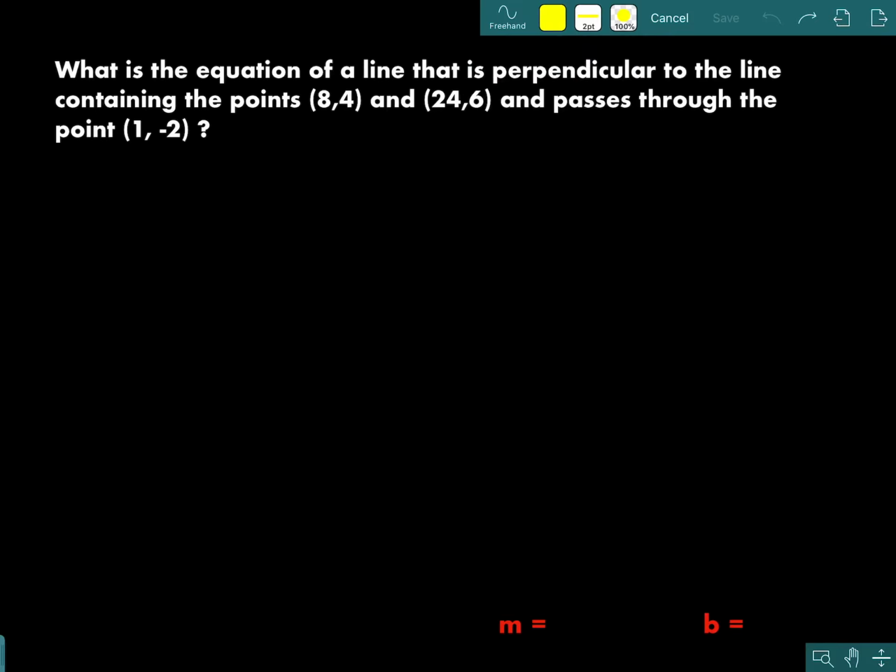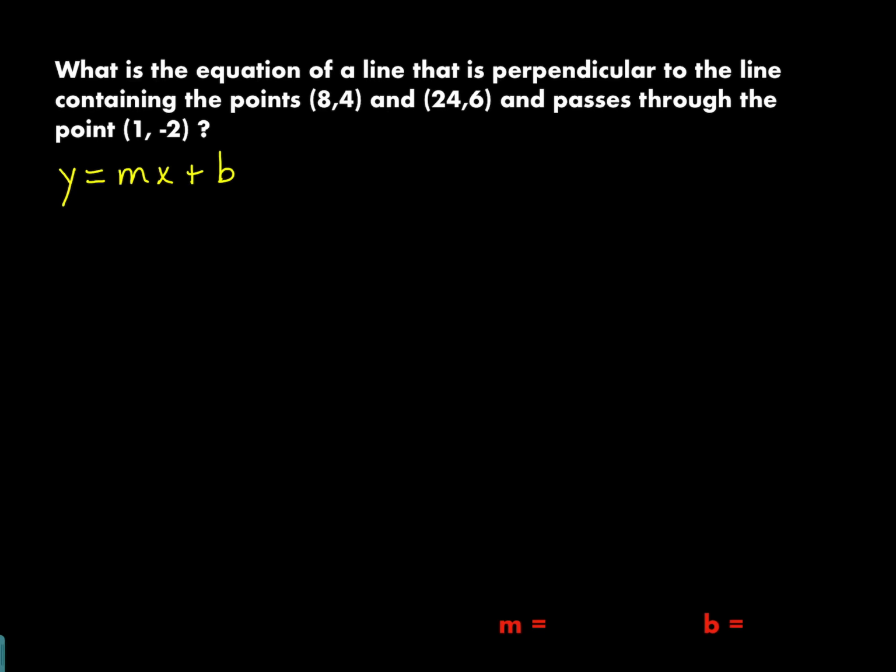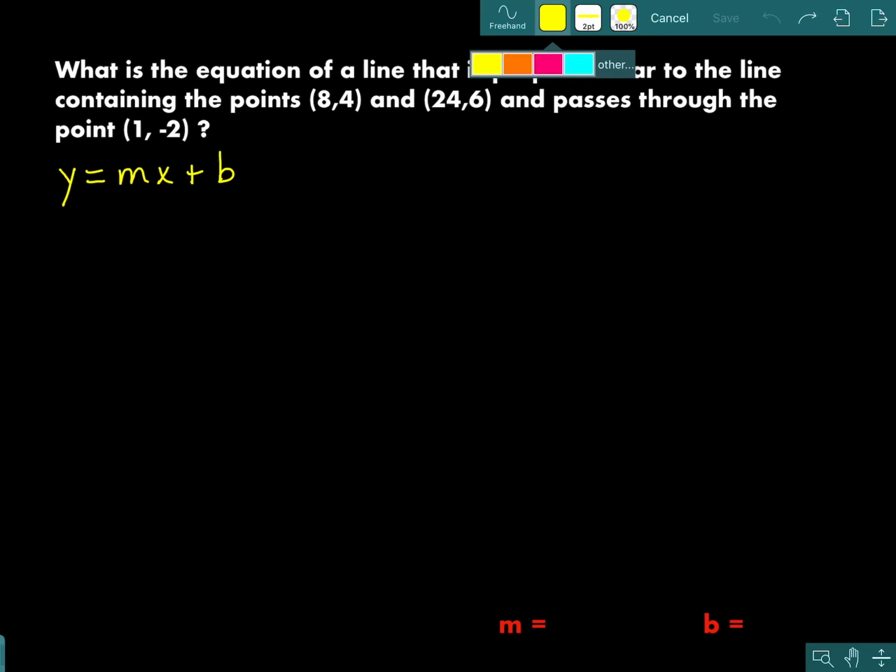To write the equation of a line in slope-intercept form, or y equals mx plus b form, we need to know the slope m and the y-intercept b. So we have to be given enough information to find those two pieces. When we go back to the information that we were given, we see that our equation is going to be perpendicular to a line that has these 2 points.